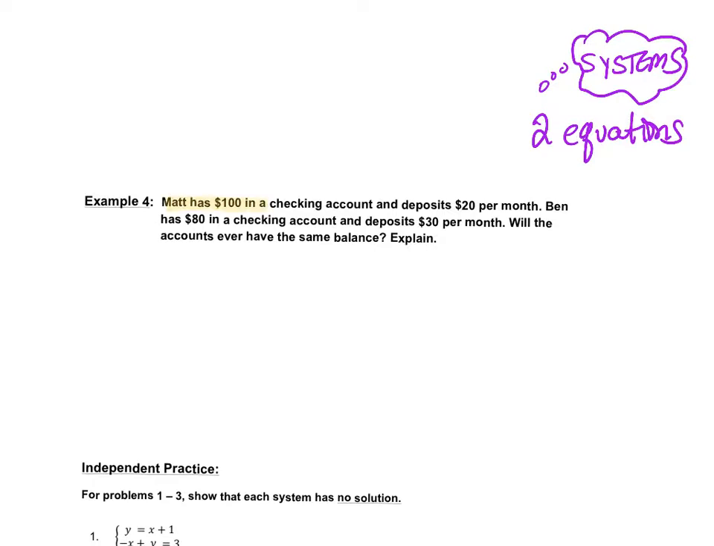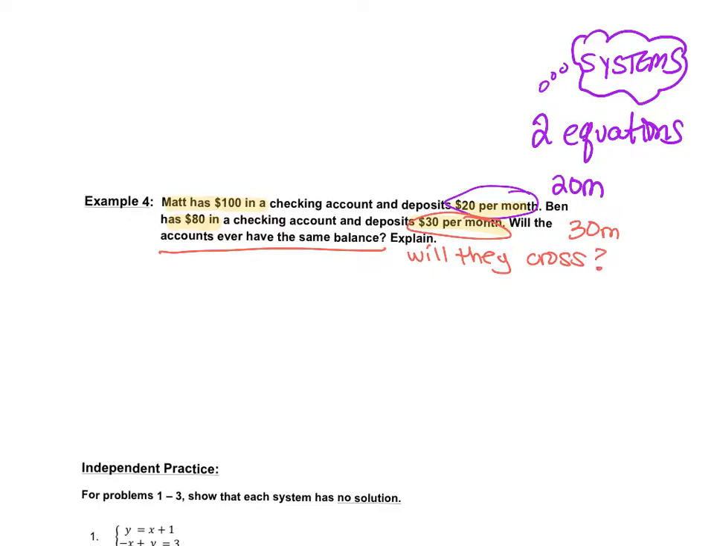Matt has $100 in a checking account and deposits 20 per month. Remember what the 20 per means. It means 20 multiplied by the number of months. Ben has 80 in a checking account and deposits 30 per month. Again, when you see the word per month, that's like 30 multiplied by the number of months. Will the accounts ever have the same balance? We want to know, will they intersect? Will they cross? Is there ever a value of x that is the same for both Matt and Ben?